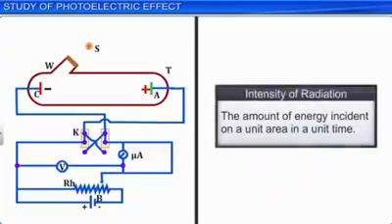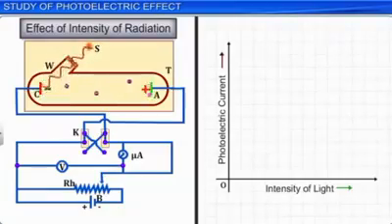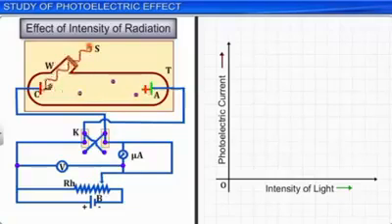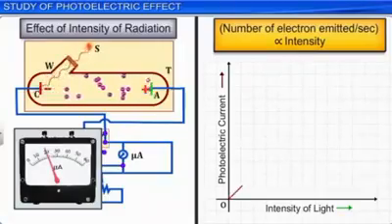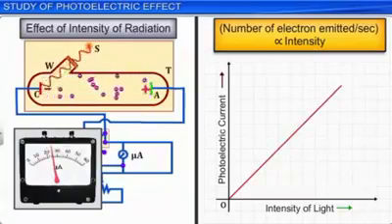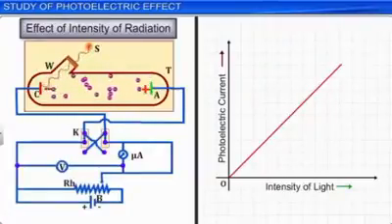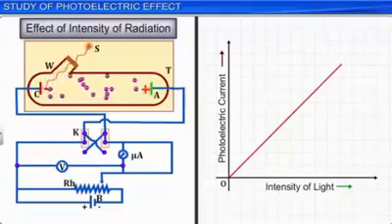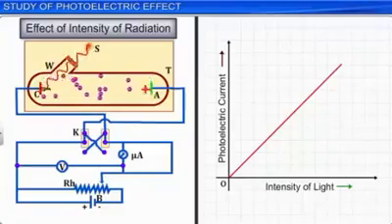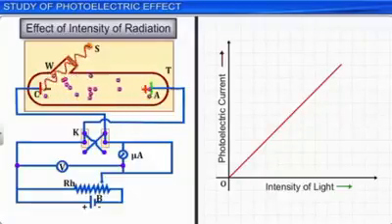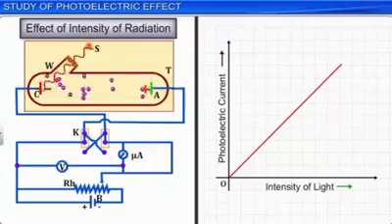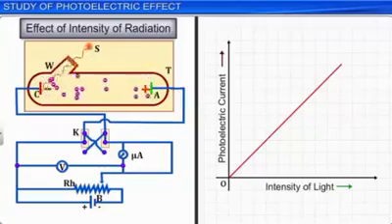Intensity of radiation is defined as the amount of energy incident on a unit area in a unit time. As you increase the intensity of light incident on the metal plate, you will notice that the resulting photoelectric current increases proportionally. This is because, as the intensity of light increases, the number of photons incident per second on the metal plate increases. This results in the number of emitted electrons increasing and hence increases the photoelectric current.